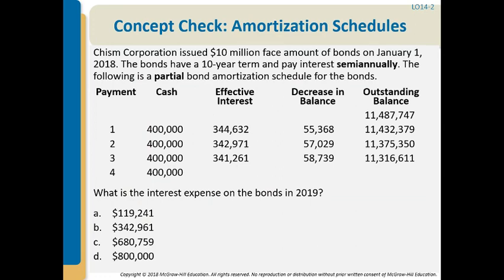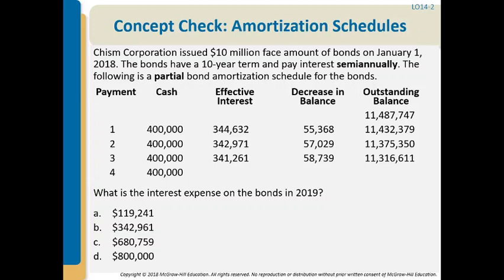Another one, Chisholm Corporation issued 10 million face amount of bonds on January 1, 2018. Bonds have a 10-year term and pay interest semi-annually. The following is a partial bond amortization schedule for the bonds. All right, so question is, what is the interest expense on the bonds in 2019?